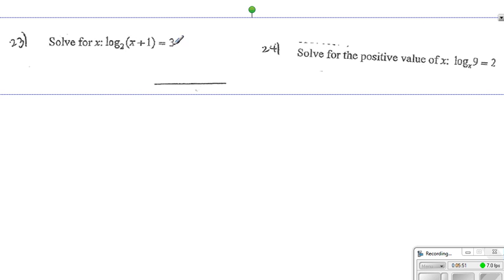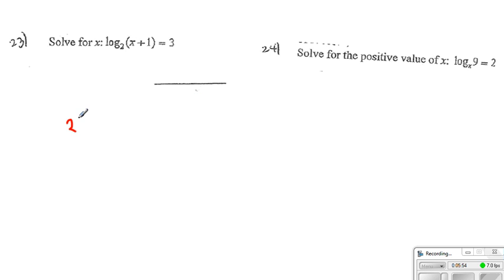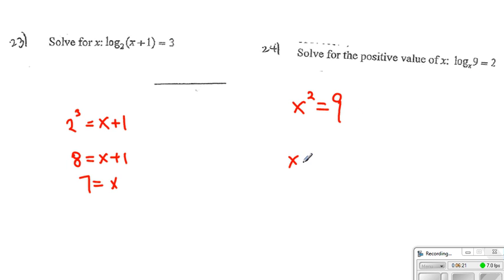Once again, here we have 2 to the 3 power is equal to x plus 1. And here we have that's equal to 8. That's equal to x plus 1. Therefore, x must be equal to 7. Alright, here. Second question is x to the 2nd power is equal to 9. Simply when you convert them into the exponential form, then you're going to take the square root on each side. Then x will be equal to 3.